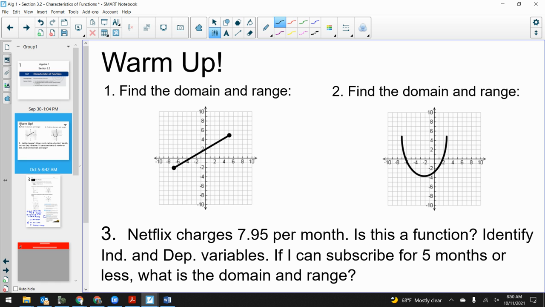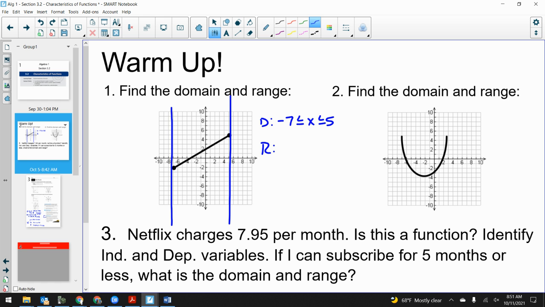First thing that I want to do is describe the domain. Remember, the domain is any x values. So looking left to right, here to here, left to right, -7 to +5. I should have talked about it, but is this continuous or discrete? Continuous, right? I can draw this line without picking up my pencil.